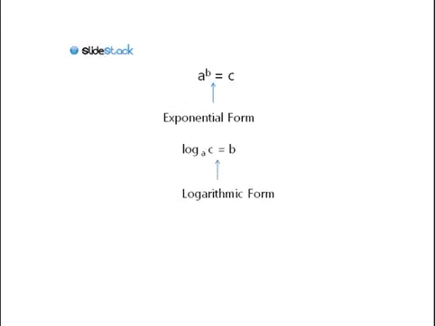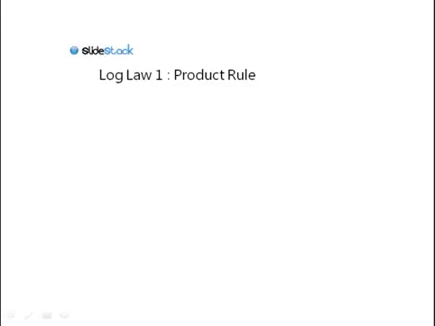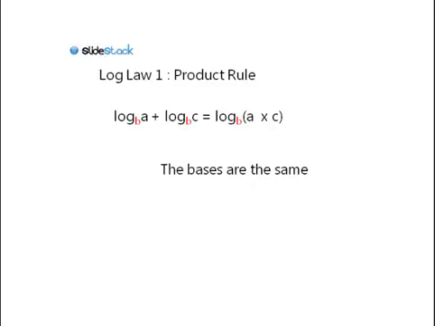Now, let's start the logarithm properties. The first log law is the product rule. This rule is where we have log base b of a plus log base b of c, which equals log base b of a times c. This is only where the bases are the same. Now, let's look at an example.